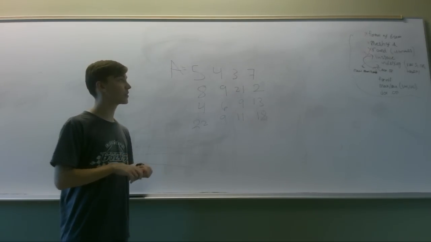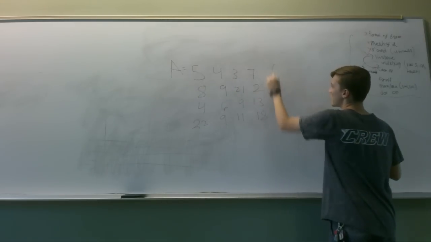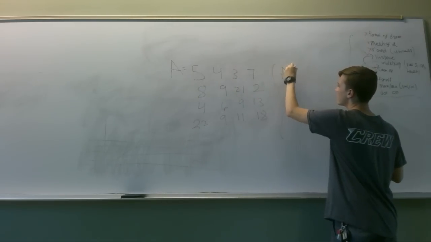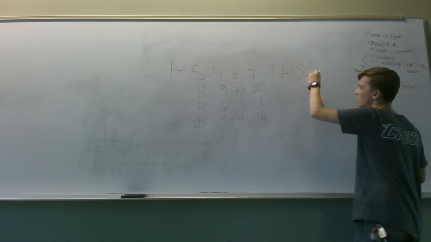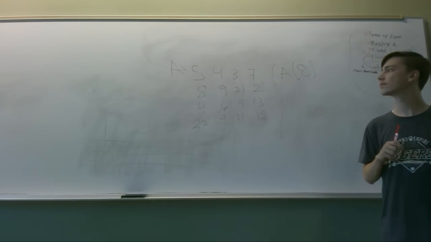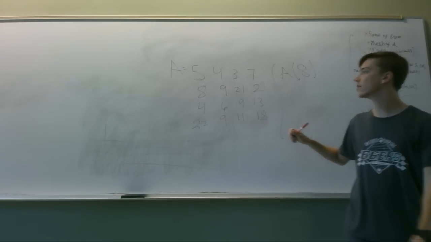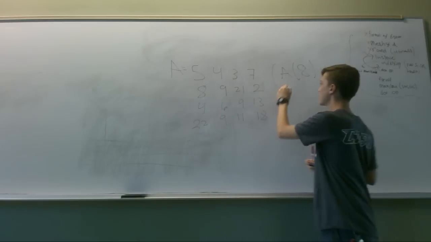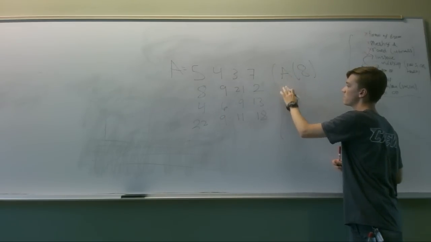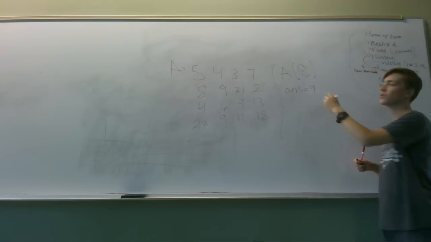So let's go with one thing at a time, I guess, right? So let's say I say A of 8. What's A of 8 going to give me? 9. Yeah, right? It'll be right here, right? So then our answer is going to be ans equals 9, because I didn't assign it to a variable, right?